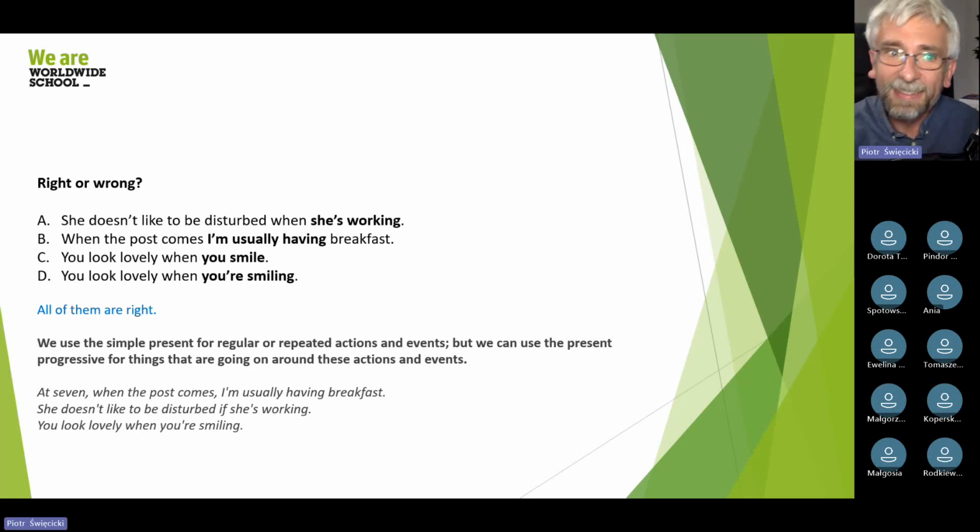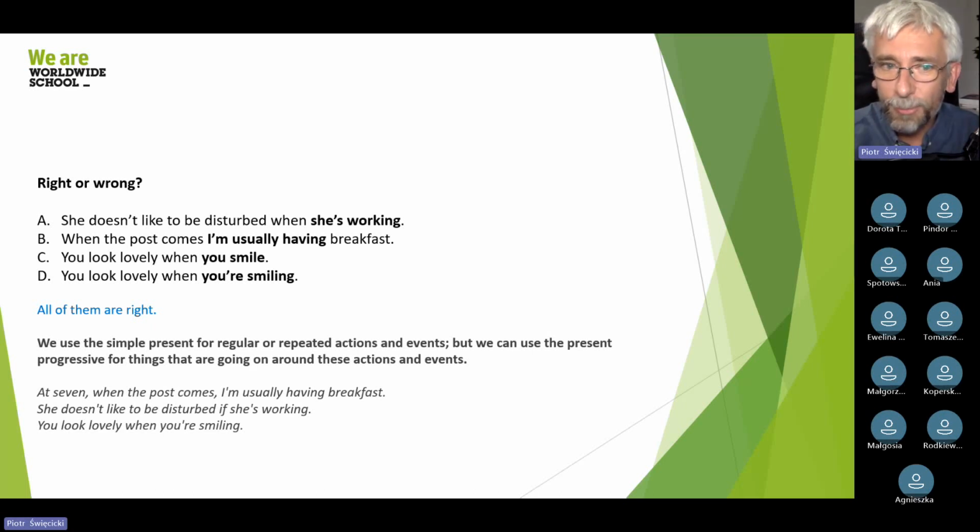That's surprising, isn't it? Indeed, they are all right. And here's a little explanation. Because this is about simple present and present progressive or present continuous, right? So we use the simple present for regular and repeated actions and events. We all know that. But we can use the present progressive for things that are going on around these actions or events. And let's have a look at some more examples.